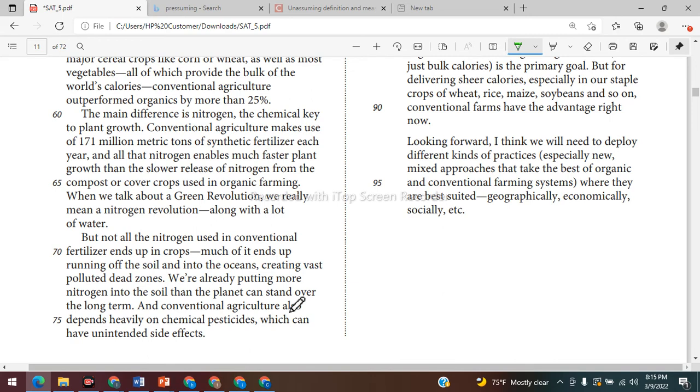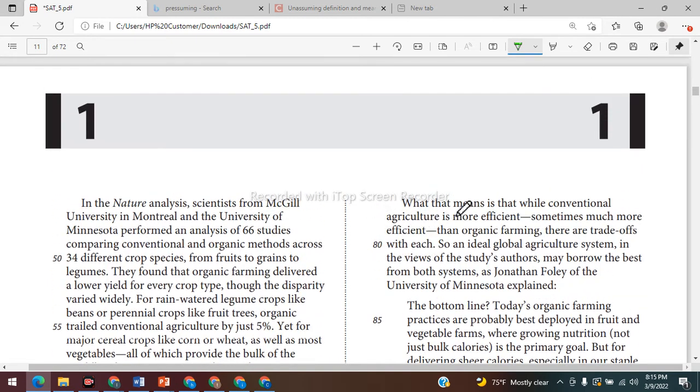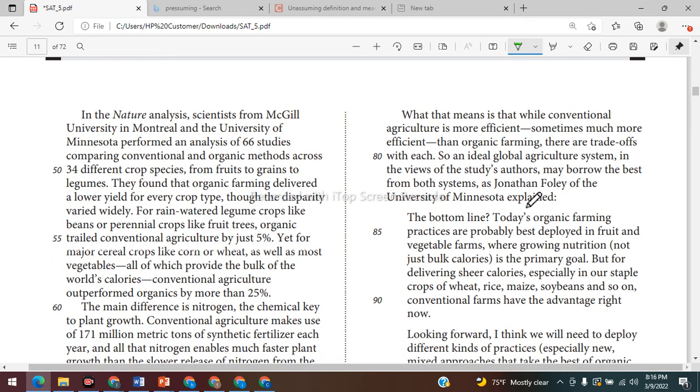Conventional agriculture also depends heavily on chemical pesticides, which can have unintended side effects. What that means is that while conventional agriculture is more efficient, sometimes much more efficient than organic farming, there are trade-offs with each. So an ideal global agriculture system, in the views of the study's authors, may borrow the best from both systems, as Jonathan Foley of the University of Minnesota explained.